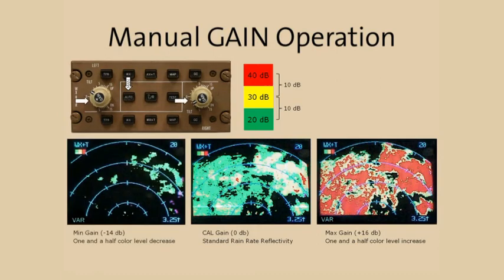Conversely, selecting minimum gain decreases the sensitivity by 14 dB and reduces the color levels approximately 1.5 times. Thus, green returns and a significant portion of the yellow returns will disappear, and red will turn to yellow or green. Essentially, in min gain, only thunderstorm cores are displayed, and they will be represented as green or yellow. Min gain should be used for momentary weather evaluation only, and then the gain should be returned to the cal gain position in order to avoid underrepresenting thunderstorm threats.